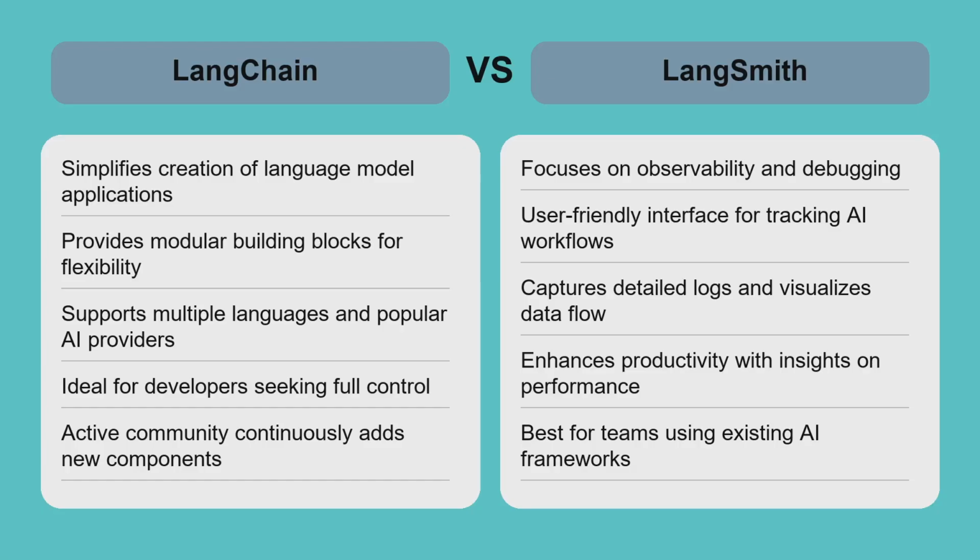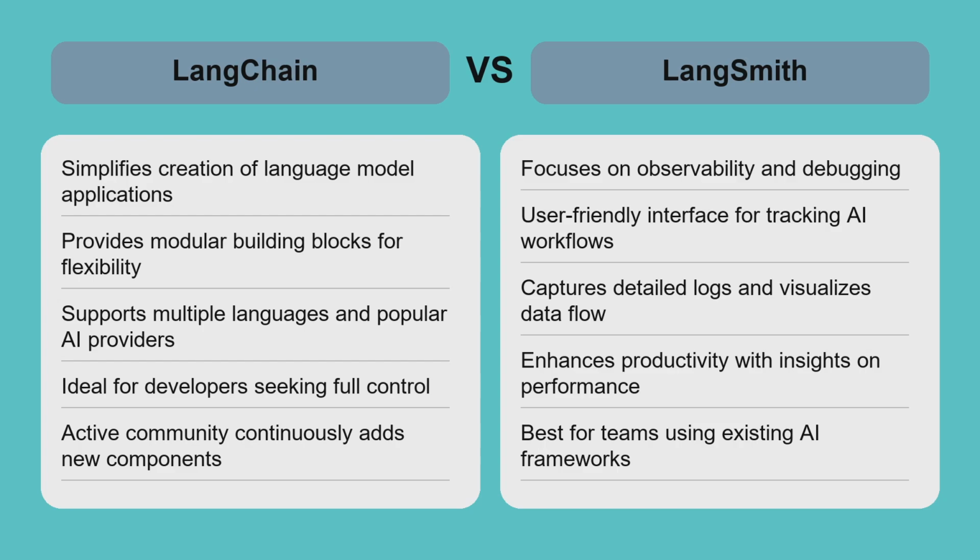LangChain and LangSmith serve complementary roles in AI development. LangChain is the foundation for building language model applications with flexible components and integrations, ideal for developers creating new AI-driven solutions. LangSmith, on the other hand, focuses on observability and debugging, providing valuable insights into application behavior and performance.